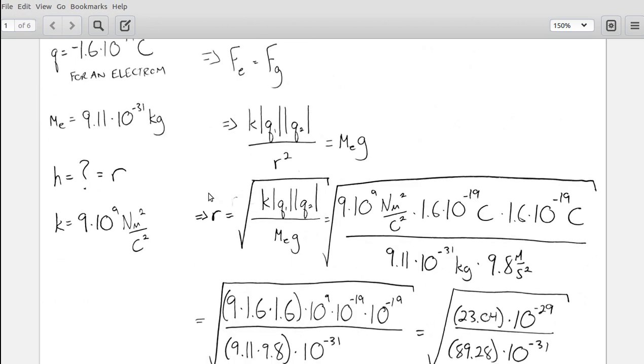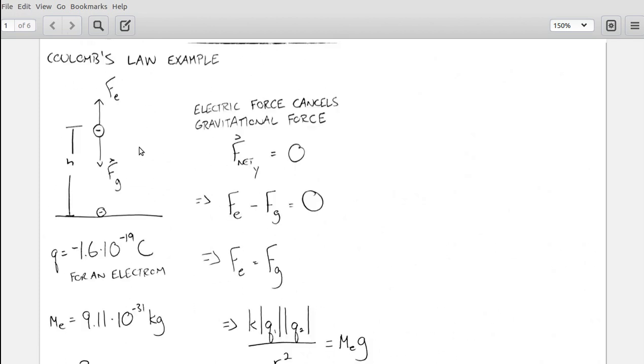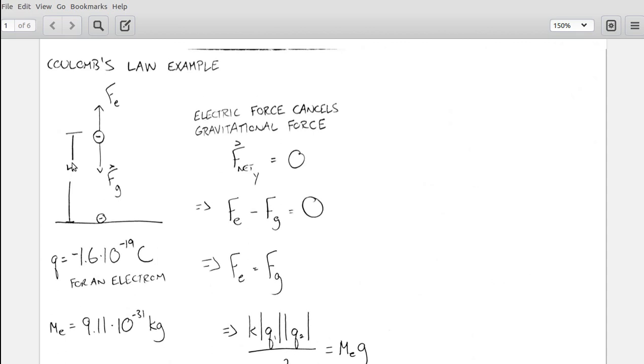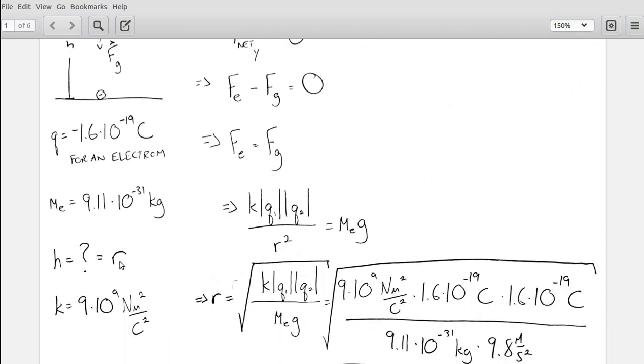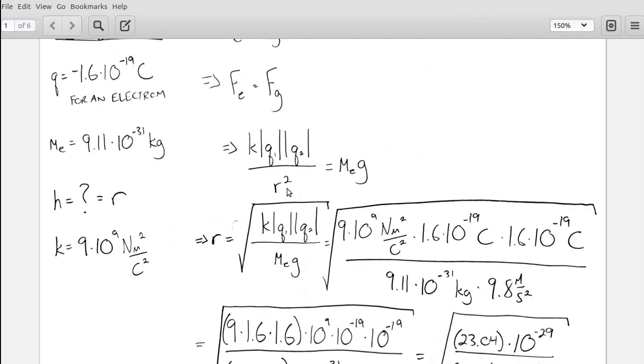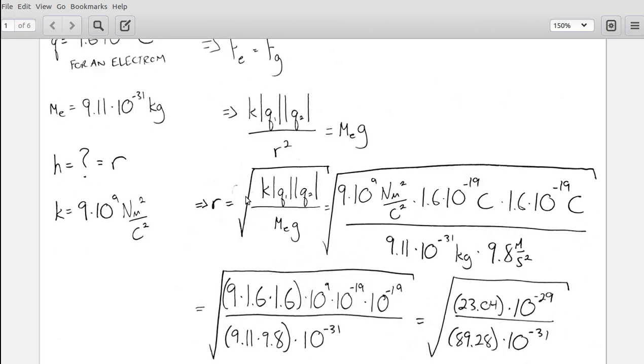So now it's time for our algebra, because what am I looking for? I'm looking for the distance between these two particles. I called it h in my diagram, but I know it's r, the distance between the two particles. So I have to solve for r. I'm going to multiply both sides by r squared, divide both sides by mg. So now I have r squared by itself. Take the square root of both sides. Once you take the square root of both sides, you get the square root of k times the product of the two charges divided by mg.